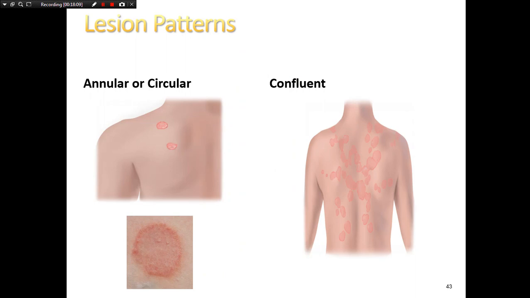All right, so let's talk about lesion patterns. One configuration is annular or circular, where it starts from the center and moves its way out to the periphery. We think of ringworm or tinea corporis. It almost looks like you took a car cigarette lighter and put it on the skin. That's exactly what it looks like. A confluent lesion pattern is where it runs all together, like hives or eczema.